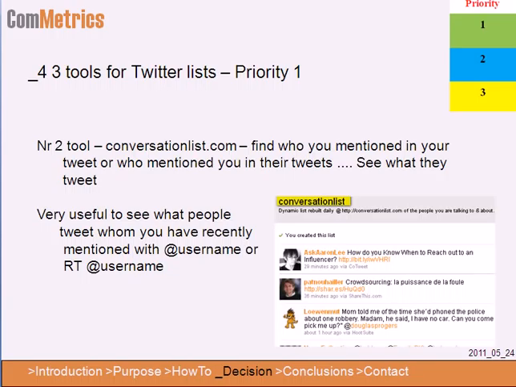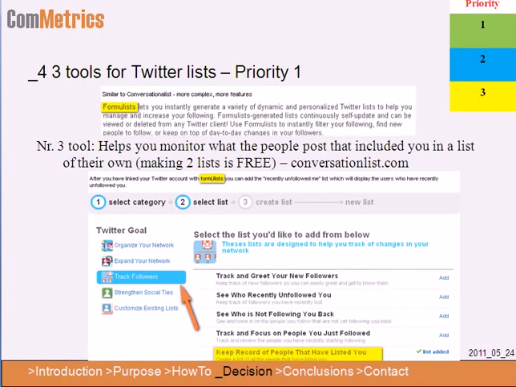The second tool you want to have is called Conversation List. It kind of tells you who mentioned you in their tweet and who you tweeted to or who you replied to, and tells you a little bit about what those people are tweeting. It tells you what they're tweeting, and it also tells you who you were in touch with.